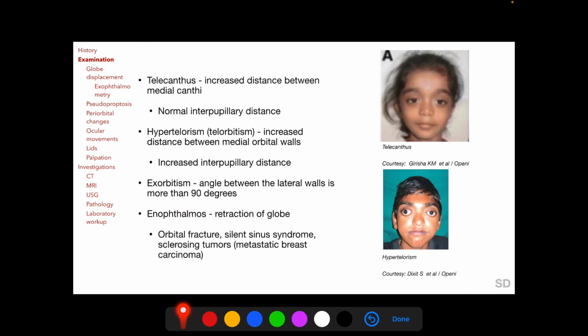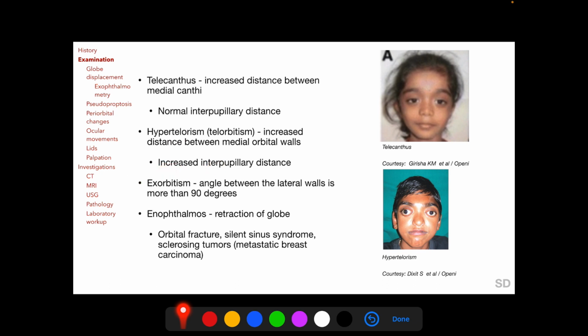Other descriptive terms used to describe orbital disorders include telecanthus, in which there is an increased distance between the medial canthi. So this is a patient of telecanthus. In hypertelorism or teleorbitism, there is increased distance between the medial orbital wall, as seen in this picture. In telecanthus, as the distance between the two medial orbital walls is not increased, the interpupillary distance is normal between the two eyes, although the distance between the two medial canthi is increased. But in hypertelorism, the interpupillary distance between the two eyes is increased.